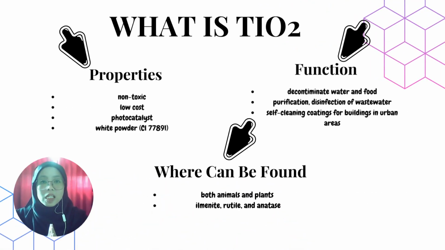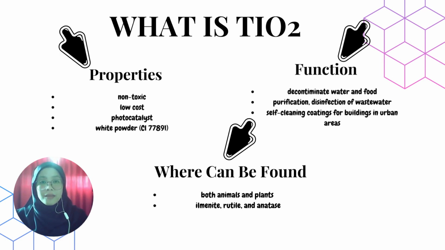So, what is titanium dioxide? Titanium dioxide is an oxide of titanium that is a non-toxic metal and also low in cost. Titanium dioxide is commonly used as a photocatalyst. It is actually a white powder with color pigment CI 77891, and it means that titanium dioxide provides bright and white color.